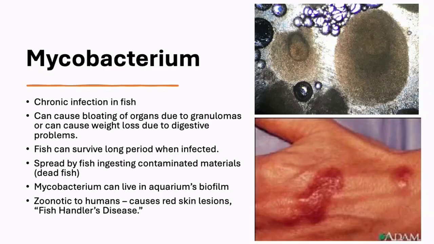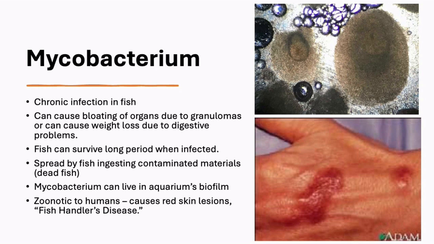So the Mycobacterium infection can be a very chronic infection in fish, meaning that it's slow to grow and lasts a long time. The fish don't die suddenly, or it might not even show any symptoms for a long period of time. It can cause bloating of the organs due to the granulomas developing, which ultimately can make the fish not want to eat. So even though it maybe starts looking swollen, it may not be eating as well and could look skinny, even though it has a swollen abdomen.